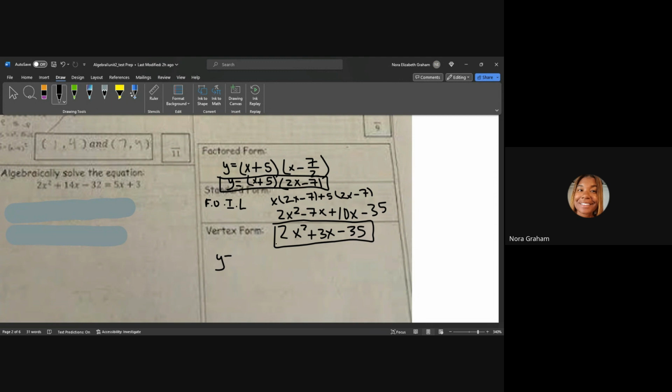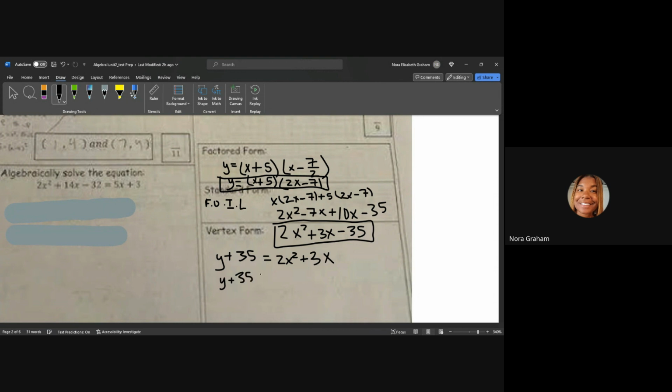For the vertex form, I want to add my constant to the other side, plus 35 equals 2x squared plus 3x. Now the deal here is we want to do completing the square on the right-hand side, and then we're going to add something else to the left-hand side. So for completing the square, right now we'll focus on the right-hand side.